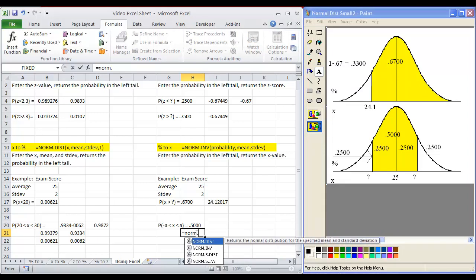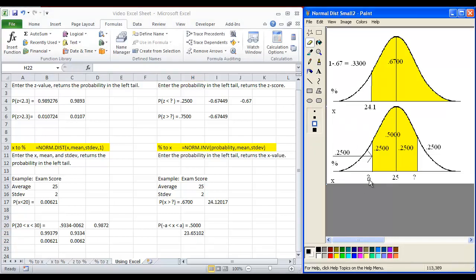So equals Norm.inv. I want my lower 25%, how much is in the left tail, comma my mean of 25, my standard deviation of 2, and it says that 23.65 is the value on the lower side. So 23.65 is this value right here.